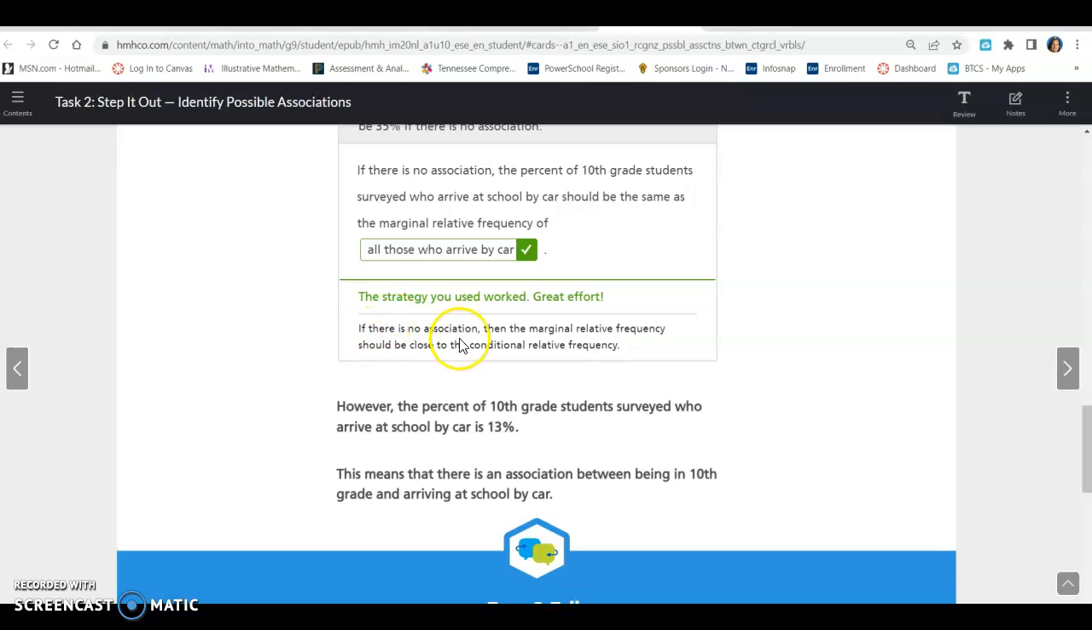So the marginal relative frequency would have to be close to the conditional relative frequency, and it's not, because 13 is not close to 35. However, the percent of 10th grade students surveyed who arrive at school by car is 13%. This means there is an association between being in the 10th grade and arriving at school by car. That's all for task 2. If you have any questions, let me know.